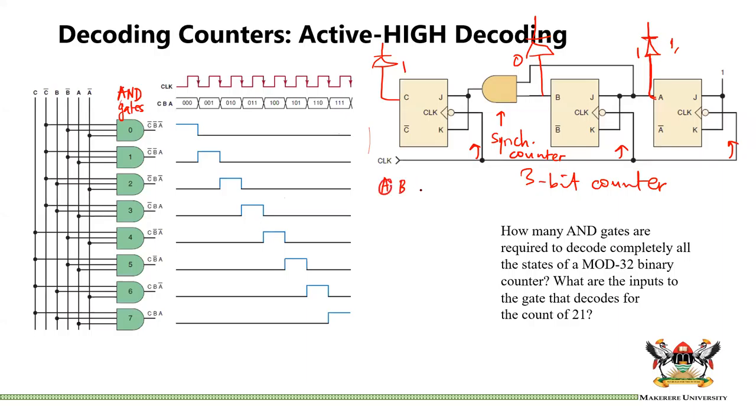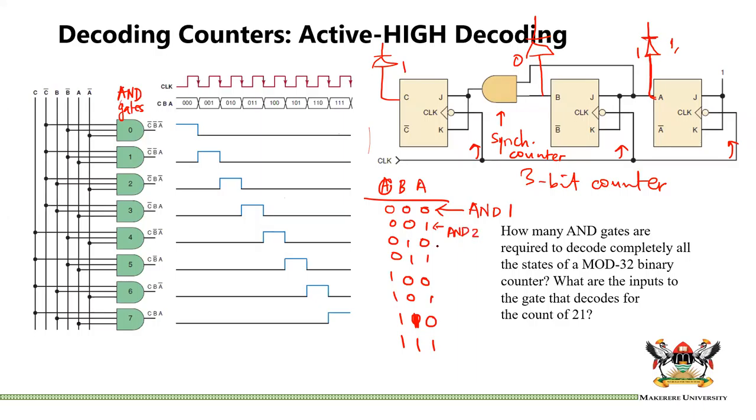Because you see we have C, B, A. This is a three input counter. We have 000, 001, 010, 011, 100, 101, 110, and 111. When we are in this state, we want AND gate 1 to light. When we are in this state, we want AND gate 2, AND gate 3, and so on, up to AND gate 8. We want AND gate 8 to light.